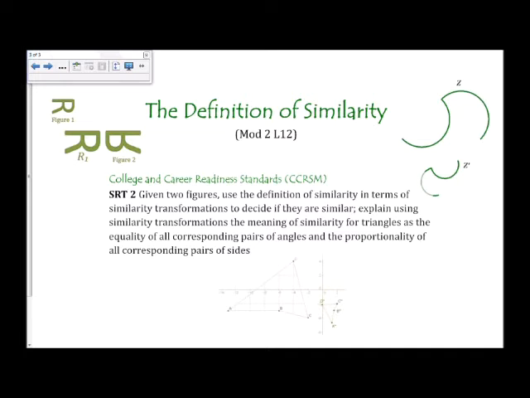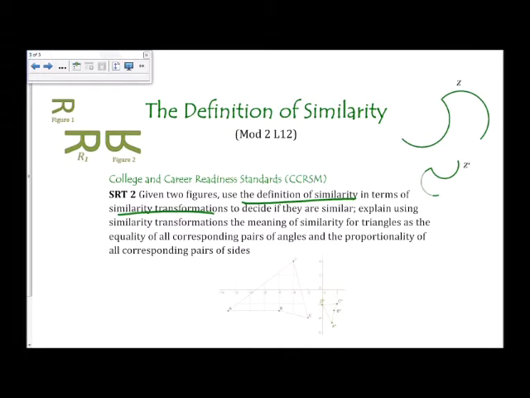And we'll hit one CCRSM standard, which is SRT2: given two figures, use the definition of similarity in terms of similarity transformations to decide if they are similar. Explain using similarity transformations the meaning of similarity for triangles as the equality of all corresponding pairs of angles and the proportionality of all corresponding pairs of sides.